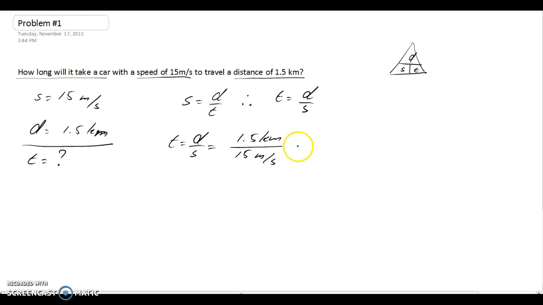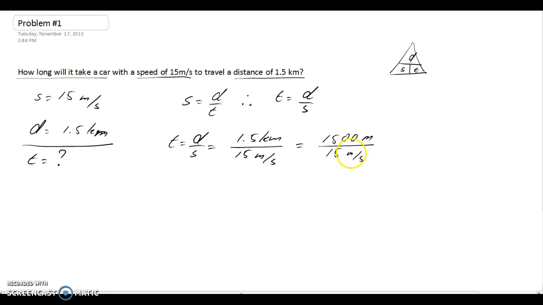You have to ask yourself, which one is easier? Do I want to convert a speed, where I have to worry about two units, converting both distance and time, or do I want to convert just the distance of 1.5 kilometers, where all I have to do is convert that into meters and everything becomes easier? So I know that 1.5 kilometers is equal to 1,500 meters. The reason for that is because there are 1,000 meters in every kilometer, and now I still have the 15 meters per second as the speed on the bottom.